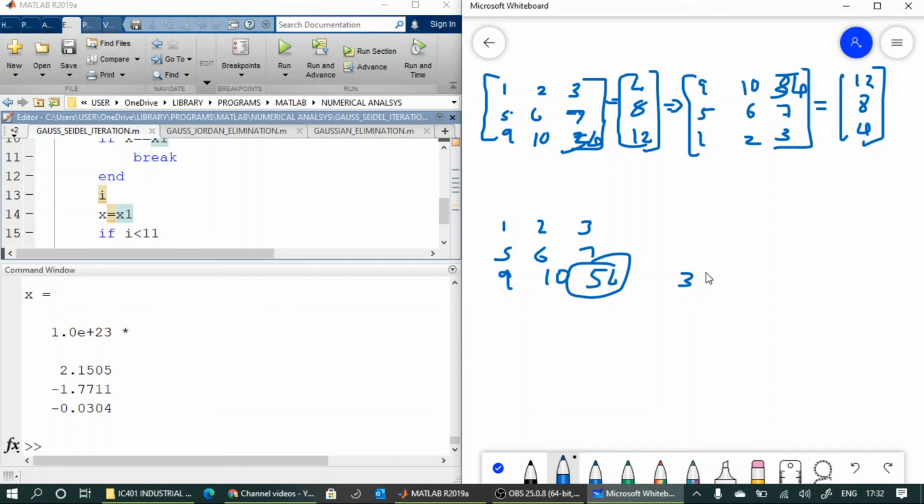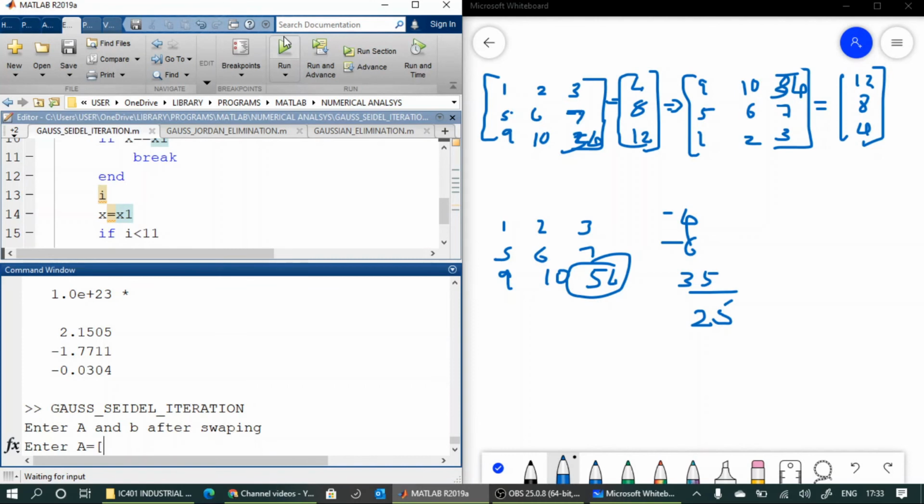Sorry, 35. For the others, this is minus 6, then this is minus 4. The total is something around 25. But still it is not converging, it is diverging. Is it okay? So these are the results. If you swap these two, what will happen?